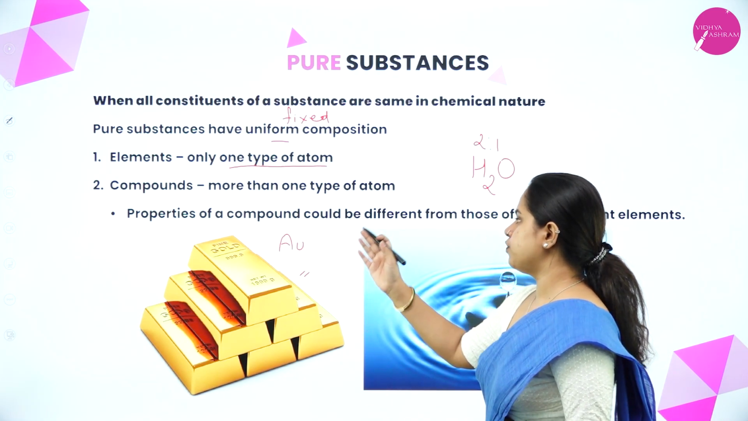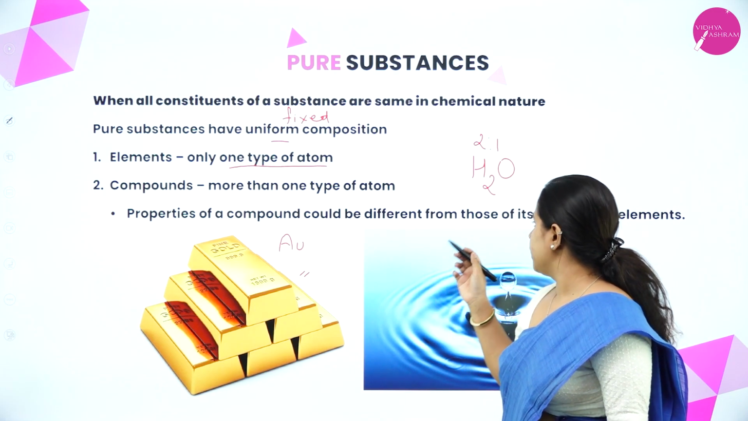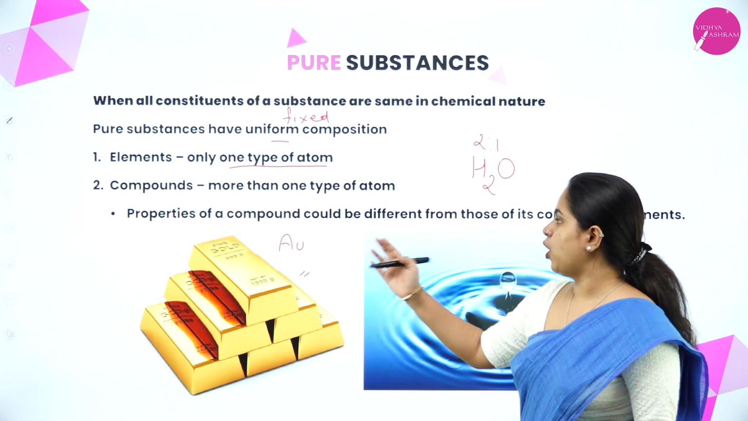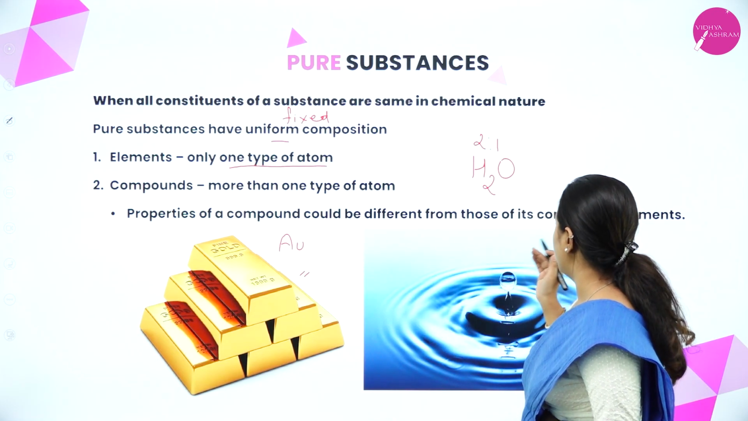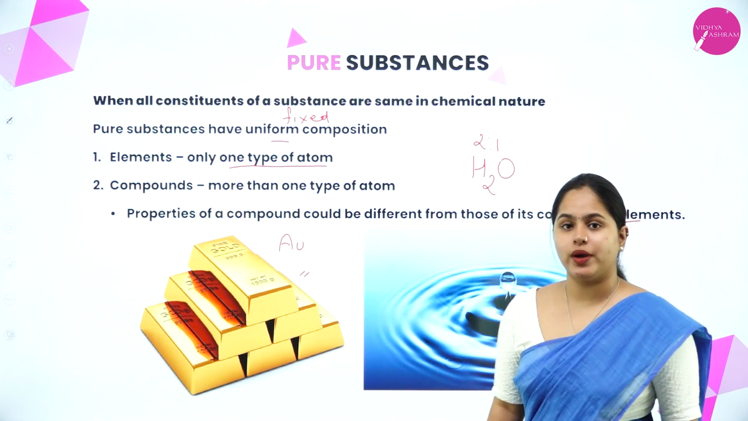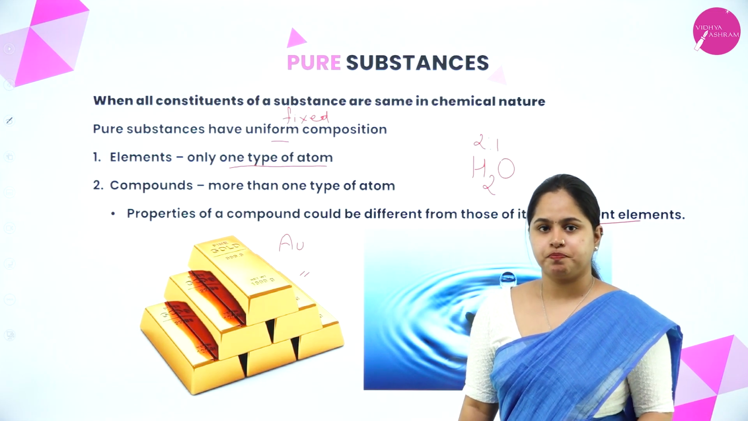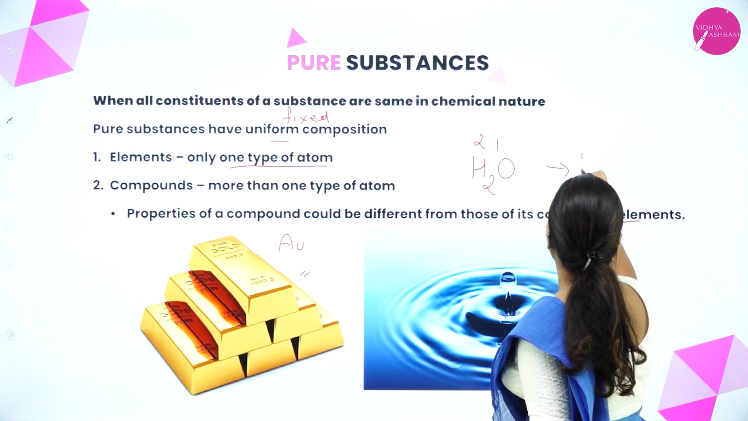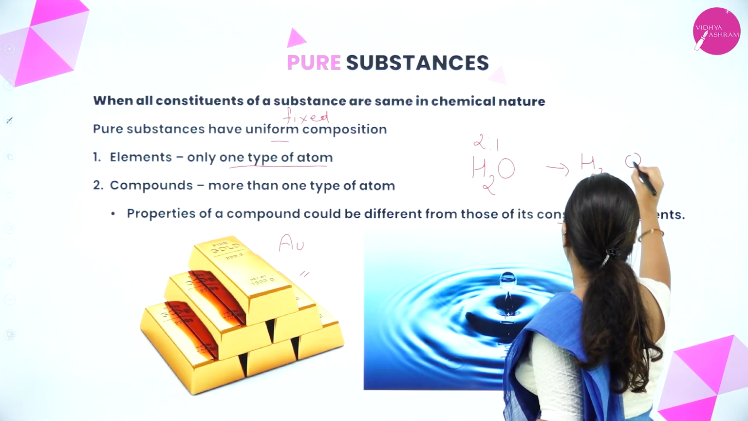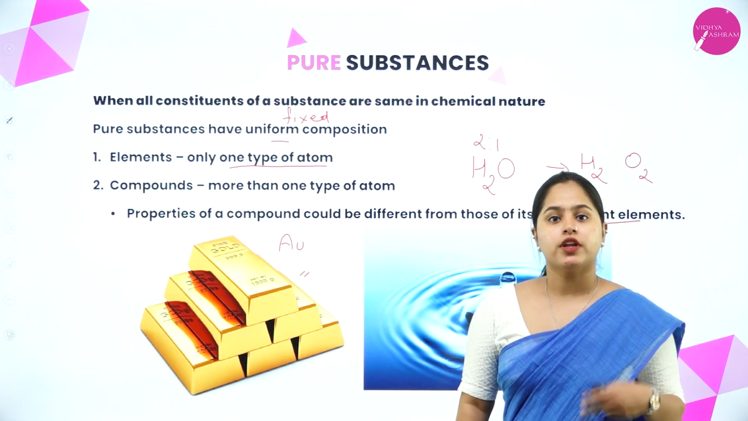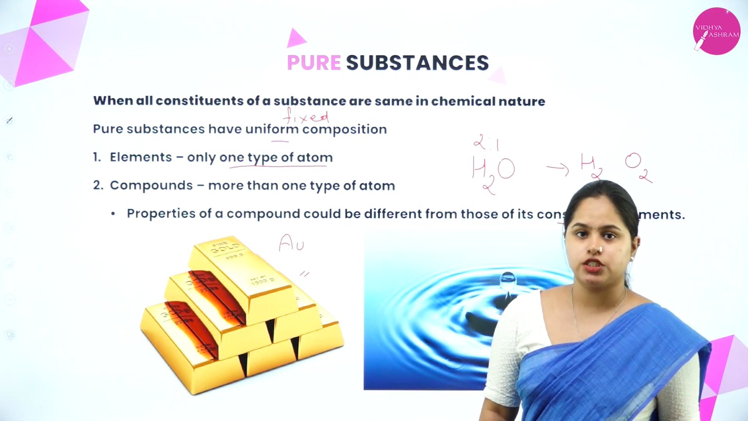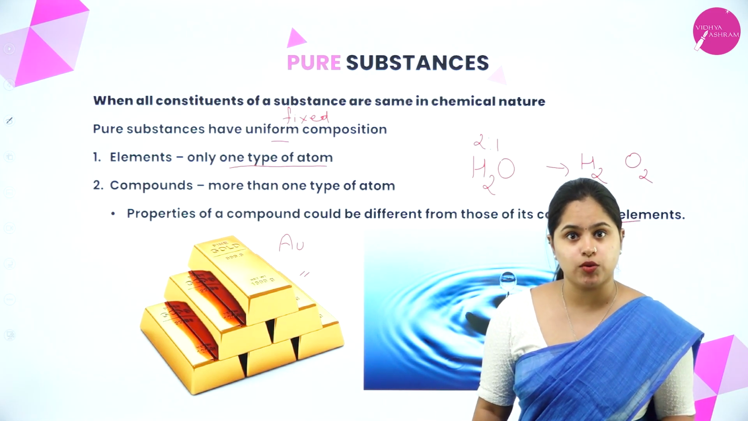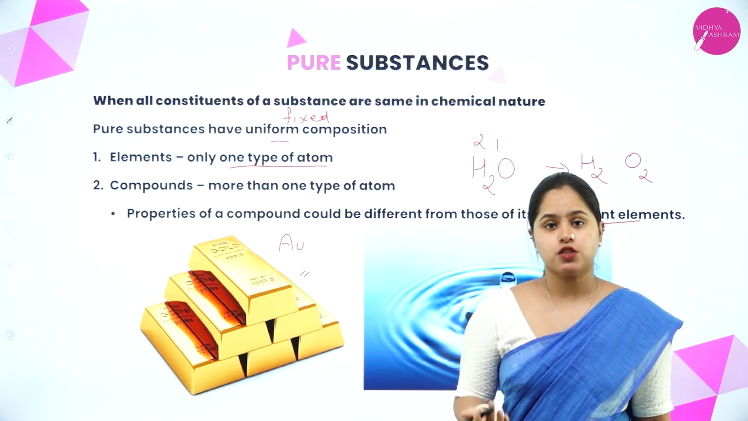Now the properties of a compound could be different from those of its constituent elements. So what does that mean? Water is made up of hydrogen and oxygen, right? You know that hydrogen and oxygen exist as gases. Now what about water? It exists as a liquid, right? So that is what is written here.